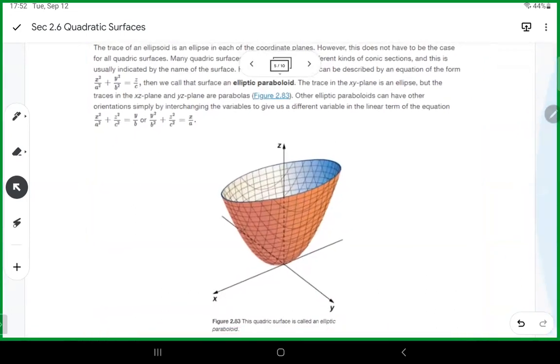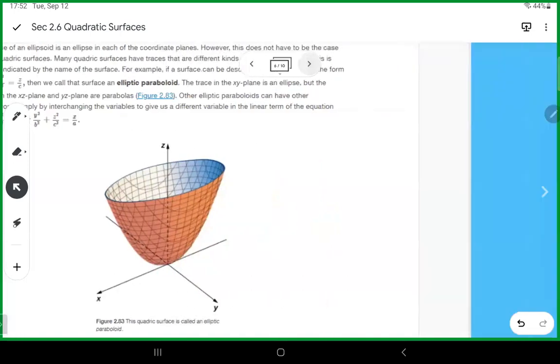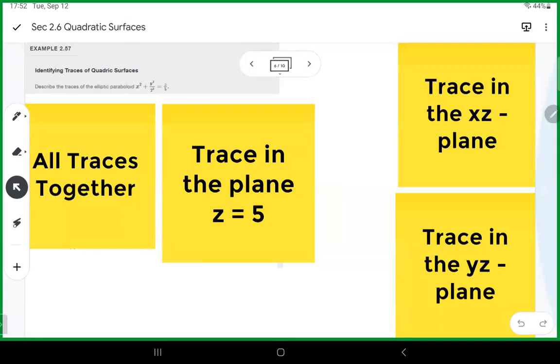Okay, and then you can see your picture there. Whenever I do the PowerPoint to PDF, it gets rid of the slide numbers, so you'll be fine. Okay, all right, so slide 6, third example. It says identifying traces of quadratic surfaces. Describe the traces of the elliptic paraboloid. I'm probably going to say that differently every single time. So we have x squared plus y squared over 2 squared equals 5, z over 5.